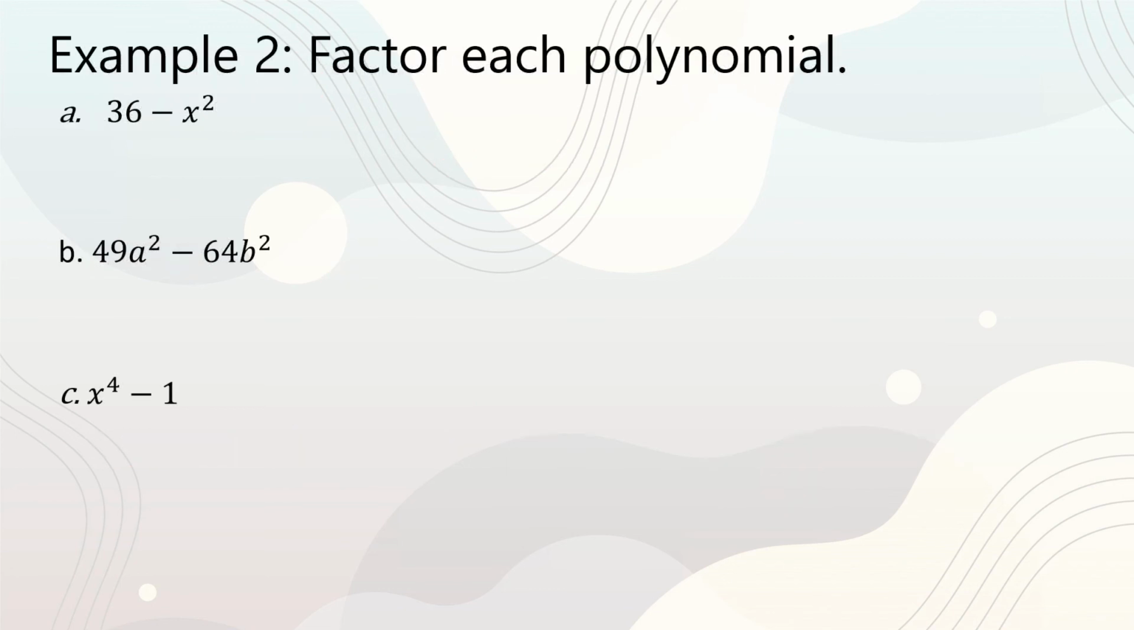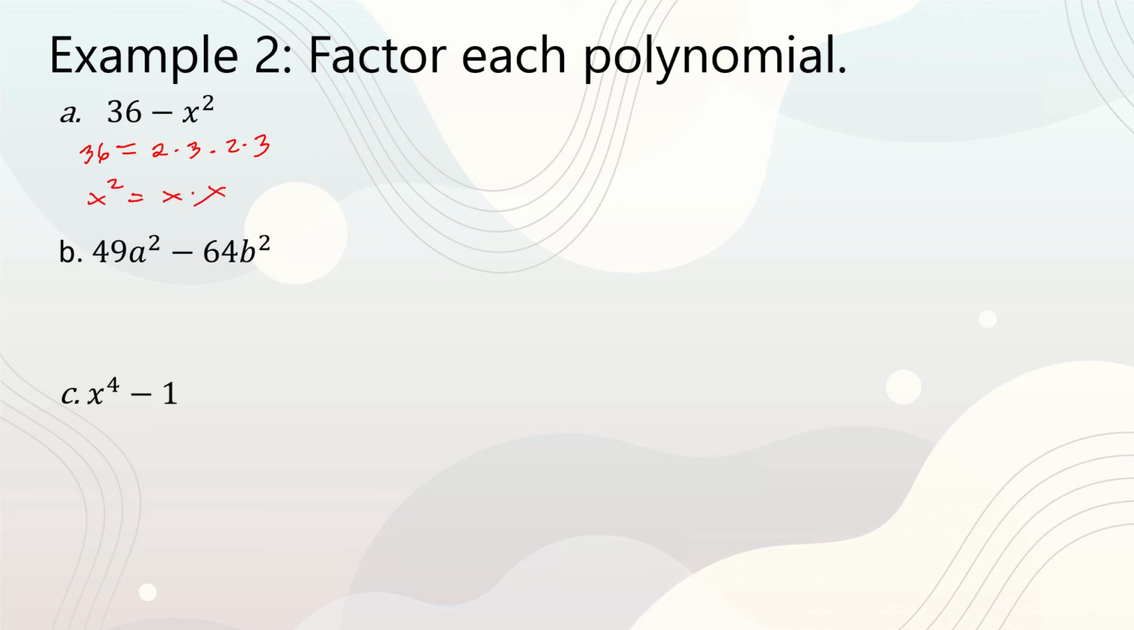Now let's proceed to example 2. This time we are asked to factor each polynomial. So let's start with A, 36 minus x squared. So before you decide, always consider first kung may common factor ba. May common factor ba si 36 at si x squared? Kung gusto nyo talagang malaman, 36 is just 2 times 3 times 2 times 3. Kasi 2 times 3, 6. 6 times 6, 36, diba? And then x squared is just x times x.